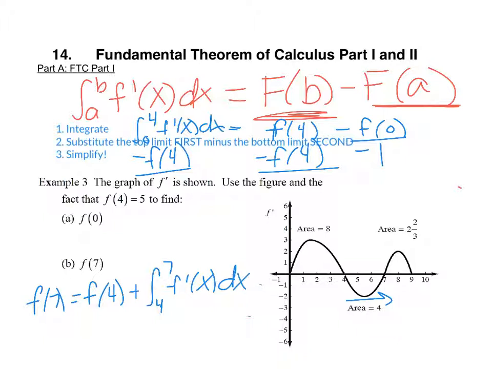So same thing as the previous one, I'm going to solve this by saying, okay, well, f of 4 is 5, I know that. That's my initial condition, plus the integral from 4 to 7. Well, 4 to 7, that area is 4, but it's underneath the x-axis, so that area is going to be negative. So this is actually 5 plus a negative 4, which means that f of 7, the functional value for that, is actually equal to 1. So by using the initial conditions, we can add some more area or take away some more area so that we can find another functional value.